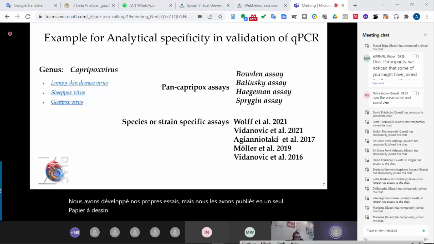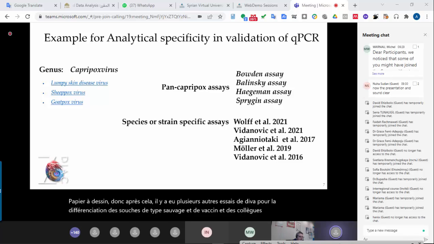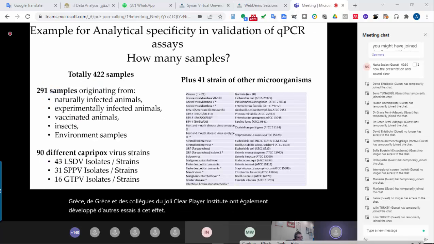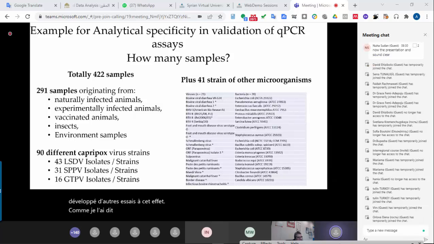So after that, several other DIVA assays were designed for differentiation of wild type and vaccine strains, and colleagues from Greece and colleagues from Friedrich Loeffler Institute also developed other assays for this purpose. So, as I said in the beginning, we validated our assays on a very small number of different strains and samples, and we called it specific only for Balkan strains of lumpy skin disease virus.